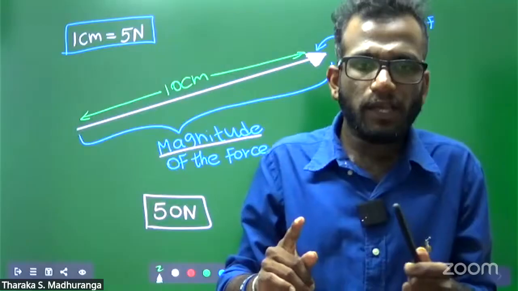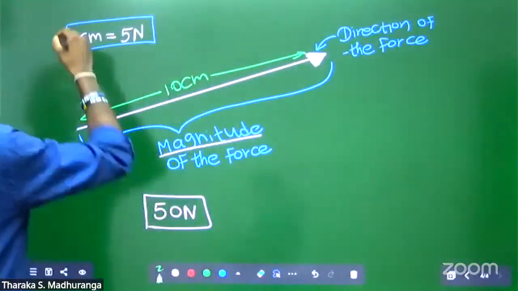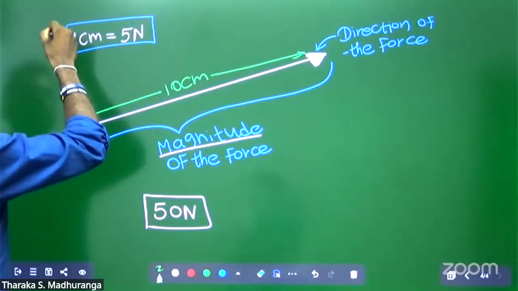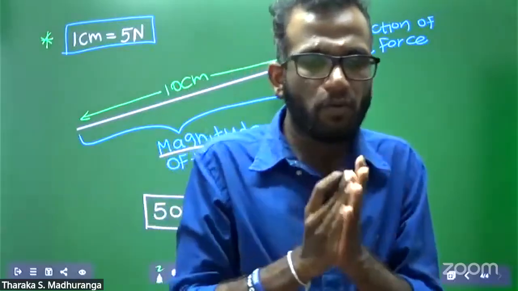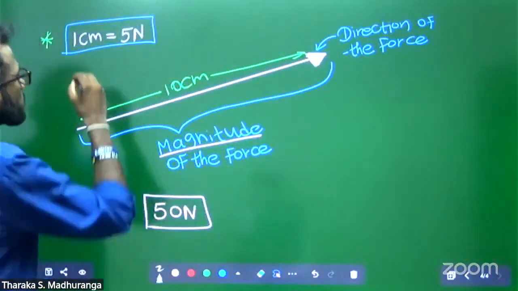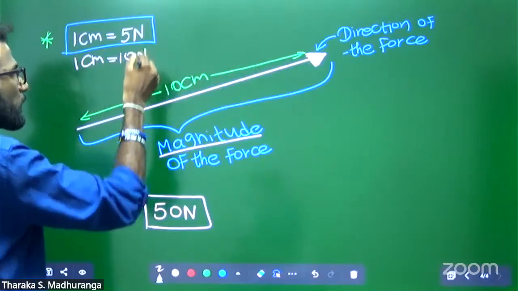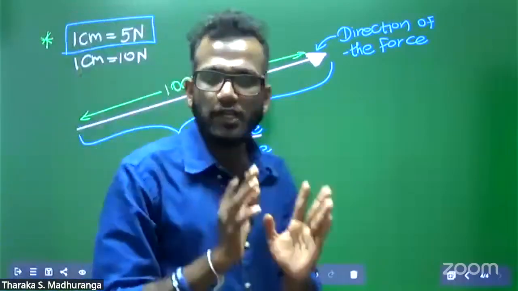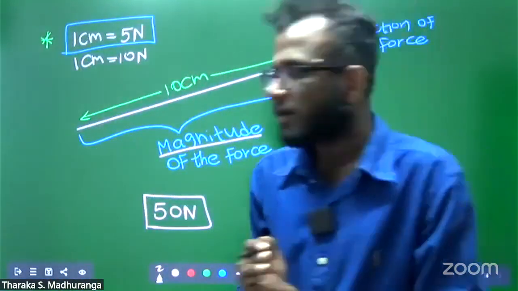1 centimeter expresses 5 Newton. That's not the fixed scale. The scale is according to our requirement. If I take 1 centimeter equal to 10 Newton, then my arrow length should be 5 centimeter, no?